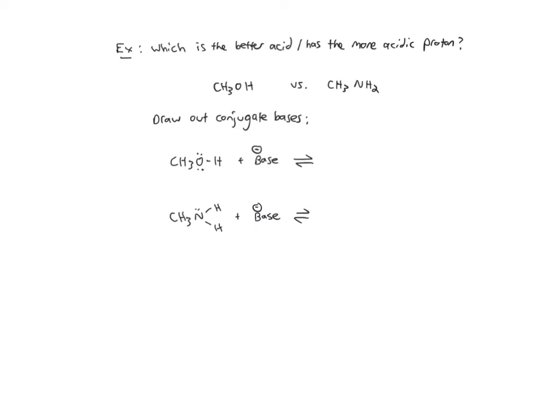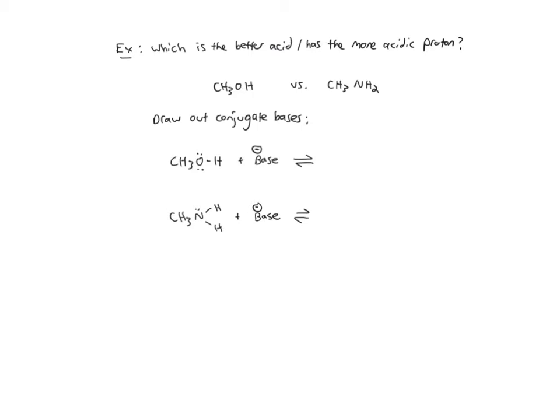So the first thing we're going to look at to figure out if a conjugate base is more stable, or to compare a conjugate base to another conjugate base, is the electronegativity of the atoms. And in this case, we have the question being which is the better acid, or which one has the more acidic proton. It's different ways of asking the same question.